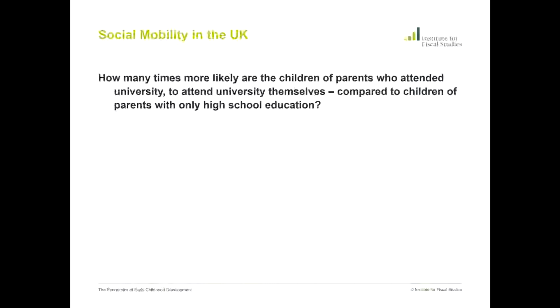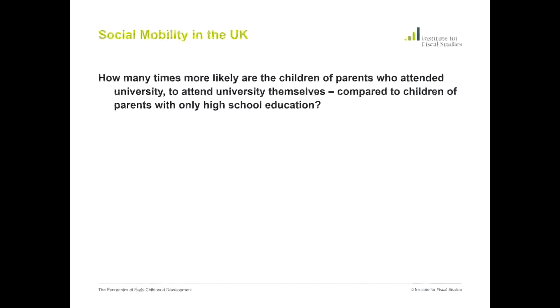10. 3.5 times more likely. So, instead of hoping you'd go under there, I could go over. So, 71% of children with university-educated parents attend university, whereas only 21% of children with low-educated parents do.